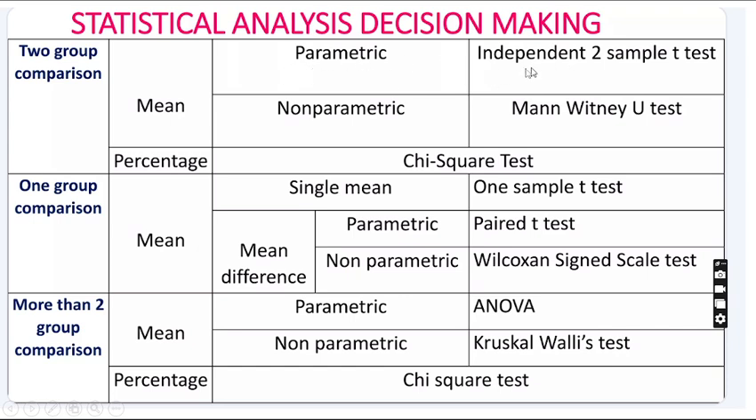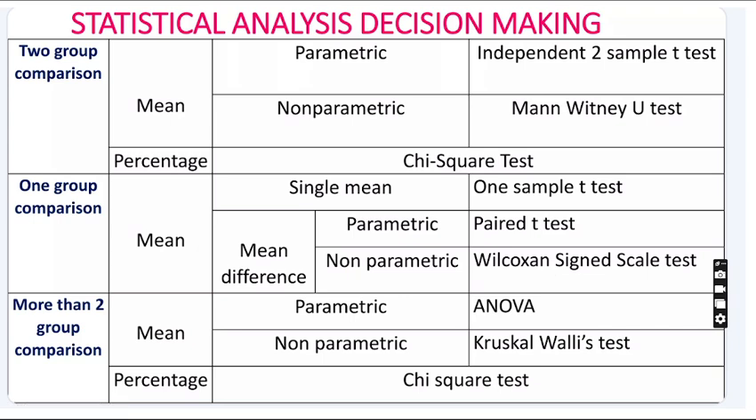So for parametric, if you want to compare two groups, then you would select the independent two sample t-test. If you have percentage data, you will go for the chi-square test. If you want to compare one group itself, and you have mean data, you will go for the single mean or one sample t-test. Or for parametric, you have a paired t-test if you have one group. I'll discuss how this happens. And for non-parametric, you select the Wilcoxon test.